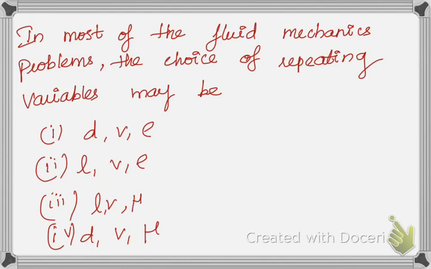That is, D belongs to our geometric property, V is the flow property, and rho is our fluid property. Similarly, length is the geometric property, velocity is the flow property, and rho will be our fluid property. Here length is the geometric property, velocity is the flow property, and viscosity is our fluid property. So likewise we have to choose one variable consisting of a geometric property, another variable consisting of a flow property, and another variable consisting of a fluid property.